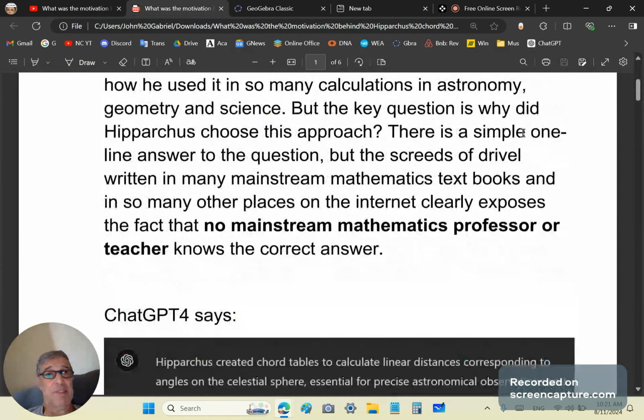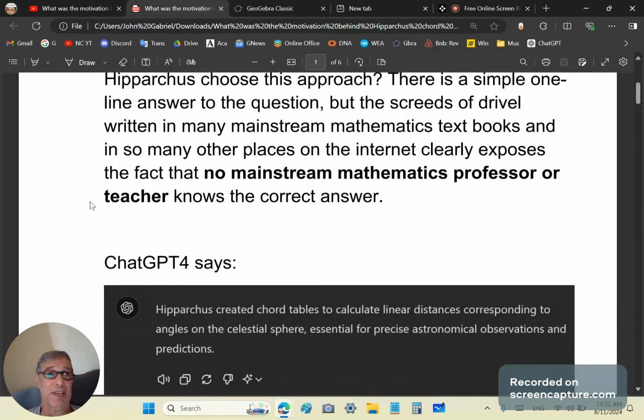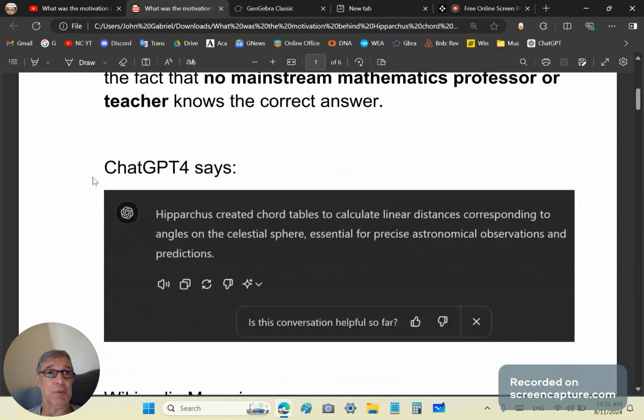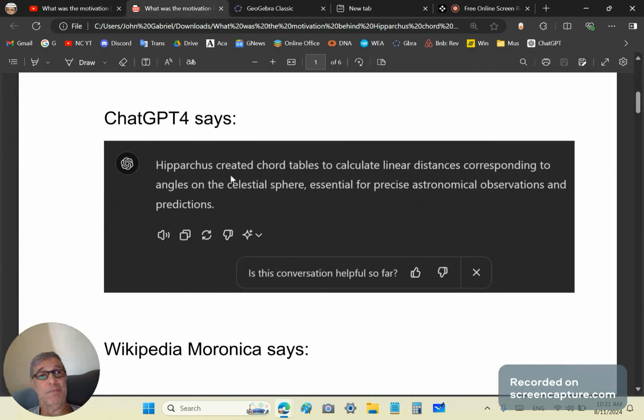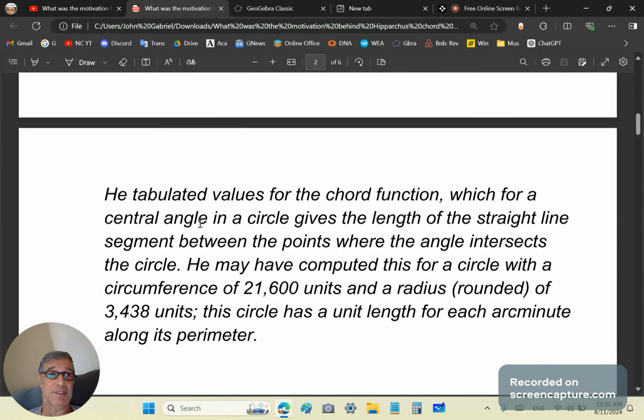There is a simple one-line answer to this question, but the screeds of drivel written in many mainstream mathematics textbooks and in so many other places on the internet clearly exposes the fact that no mainstream mathematics professor or teacher knows the correct answer. So, ChatGPT says Hipparchus created chord tables to calculate linear distances corresponding to angles on the celestial sphere, essential for precise astronomical observations and predictions. Wikipedia Moronica says he tabulated values for the chord function.